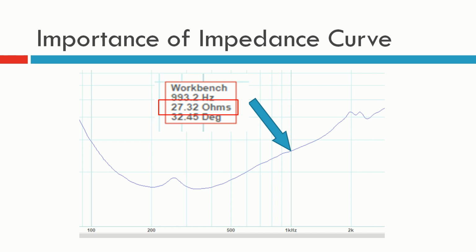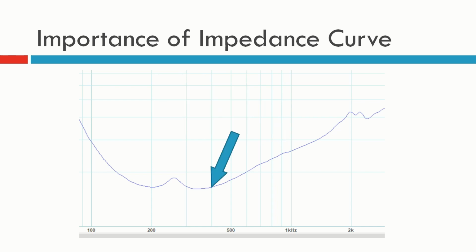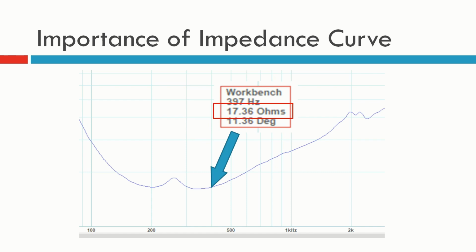In my case, I'm just using this industry standard 1 kilohertz test signal. But you're actually at liberty to change the frequency, though you do need to be mindful. For example, if you change your test frequency to, say, 400 hertz, then the impedance becomes 17.36 ohms.